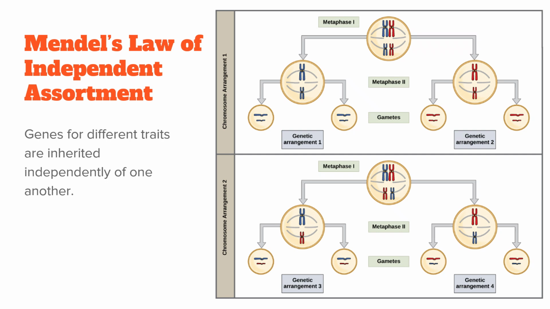Mendel's law of independent assortment says that genes for different traits are usually inherited independently. This happens because in metaphase 1 of meiosis, homologous chromosome pairs line up randomly. That's what creates new combinations of traits in gametes. But there's an exception. If two genes are very close together on the same chromosome, they tend to be inherited as a package. This is called gene linkage. The closer the genes are, the less likely they are to be separated by crossing over.